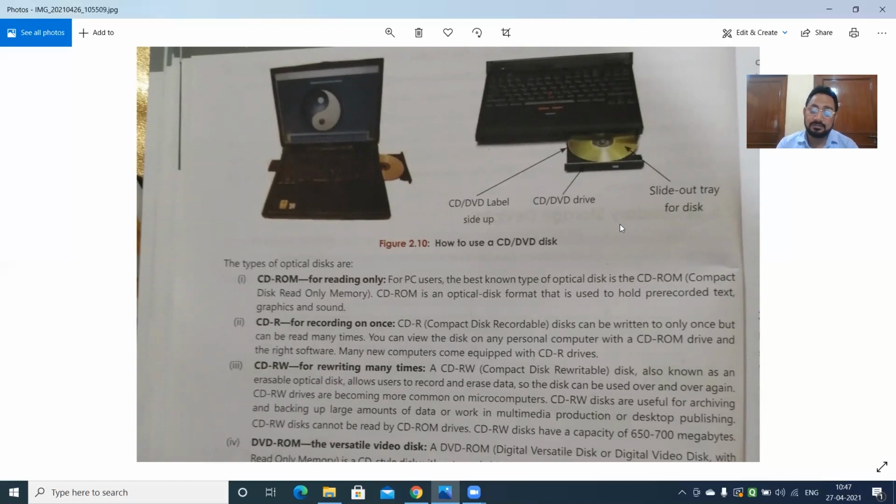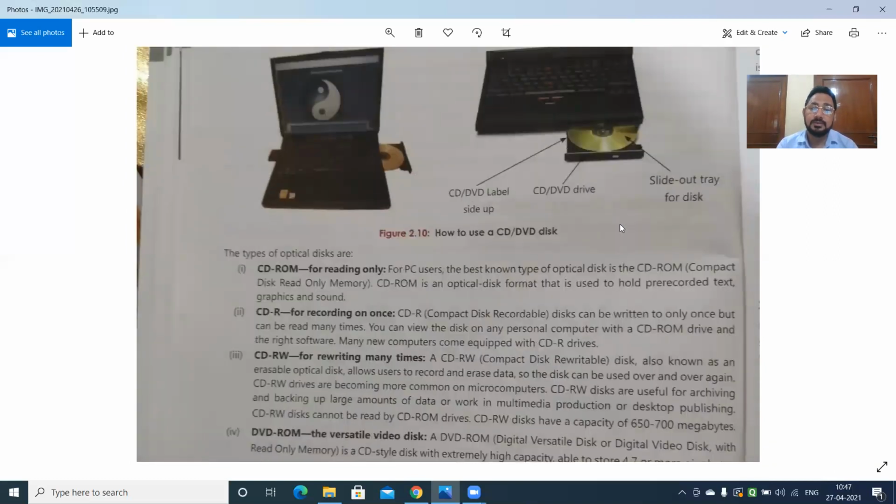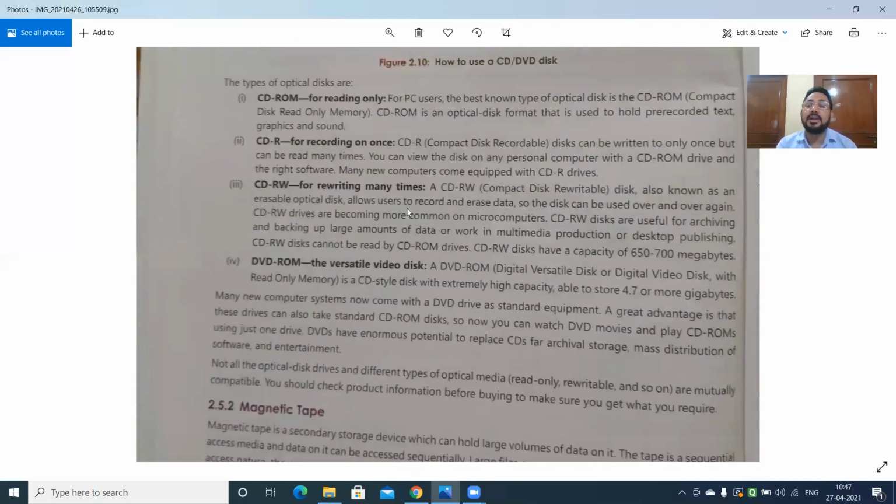Next is CD-R for recording once, compact disc recordable. This can be written to only once, but can be read many times. You can view the disc on any personal computer. Next is CD-RW for rewriting many times. A CD-RW, compact disc rewritable, also known as erasable optical disc, allows users to record and erase data, so the disc can be used over and over again.